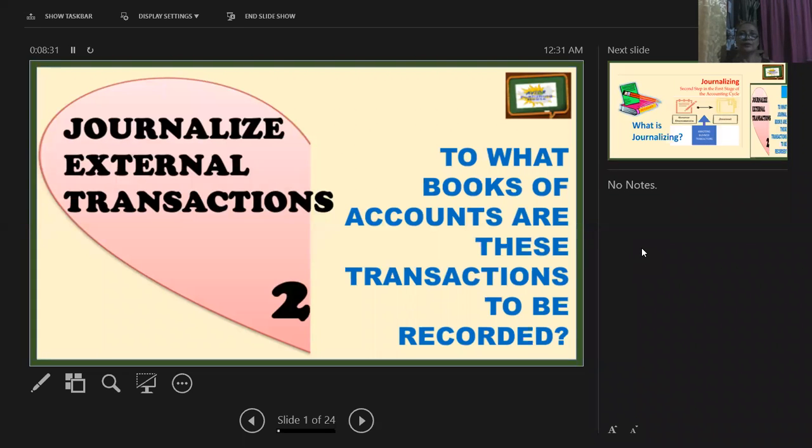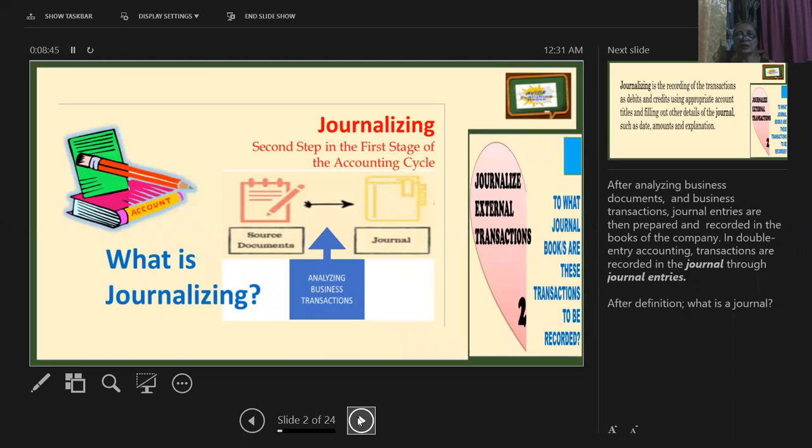Good day, everyone. Today we're going to discuss journalizing external transactions. So what books of accounts are these transactions to be recorded? After analyzing business documents and business transactions, journal entries are then prepared and recorded in the books of the company. In double entry accounting, transactions are recorded in the journal through journal entries.